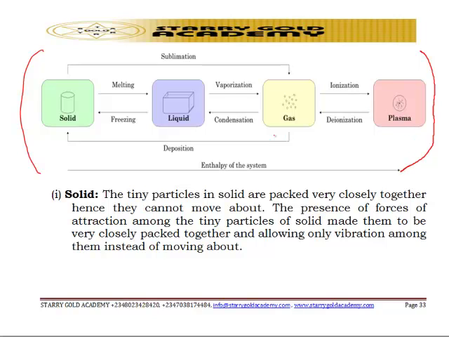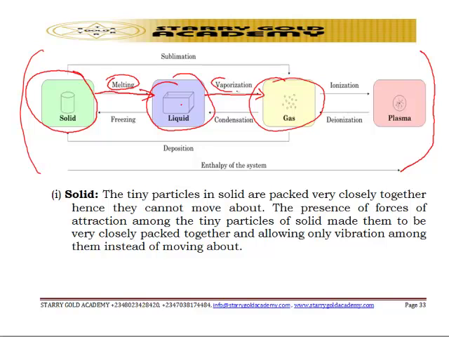Now look at this diagram carefully. Follow me the way I explain it. Now we have the solid state. The solid state can change to the liquid state. The changing of the solid state to the liquid state is known as melting. From the liquid state to a gaseous state is known as what? Vaporization. Now, from a gas to a plasma is known as ionization.